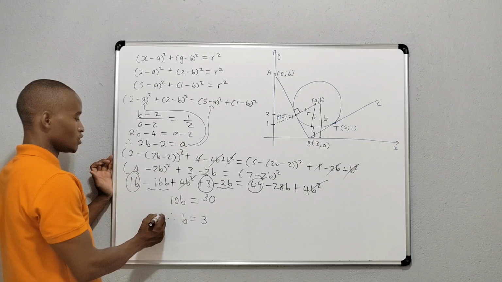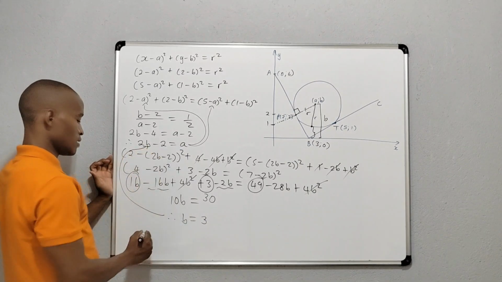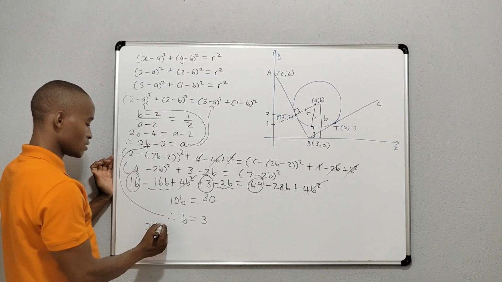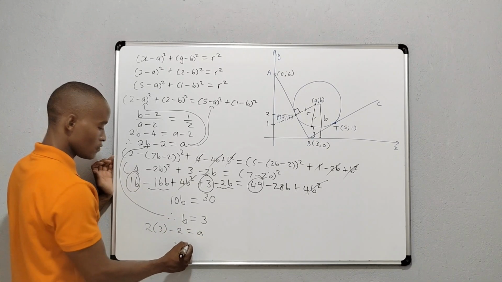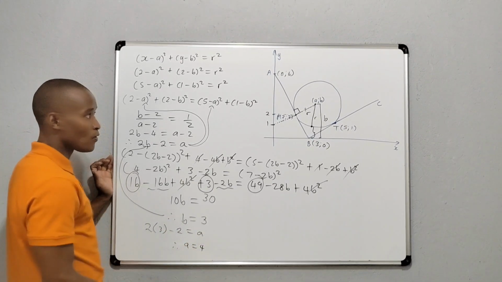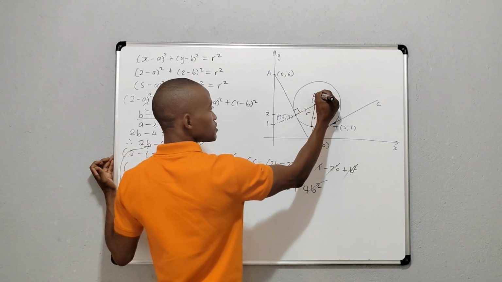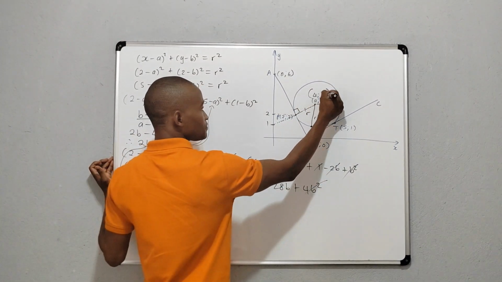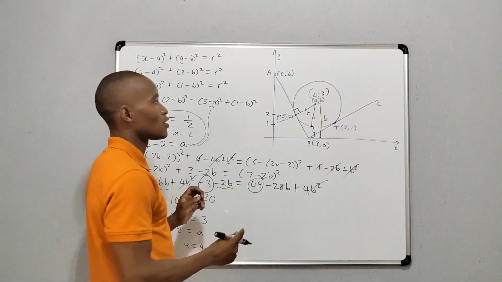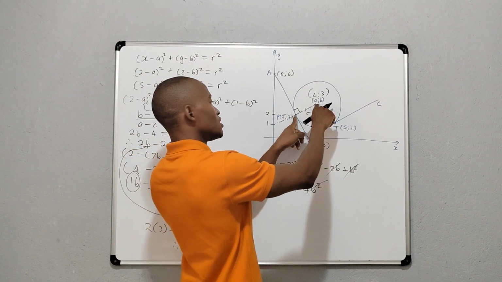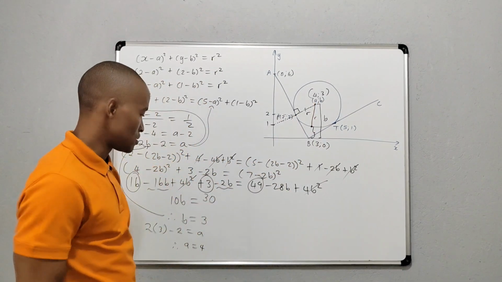Okay, what do we do now? We come back here and say 2 times 3 minus 2 is equal to a, and therefore a is equal to 4. So the coordinates of the center is 4 and 3. Okay, good stuff. So since we have the coordinates, can we get the magnitude of the radius? Yes.